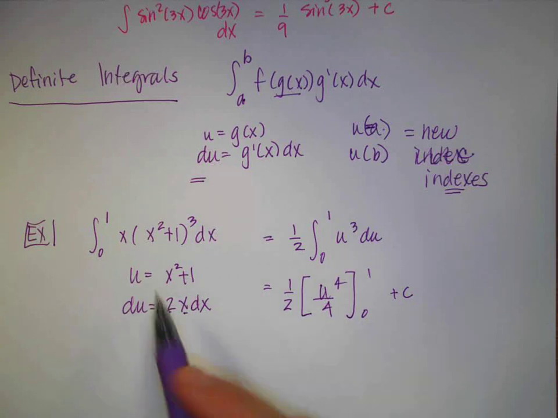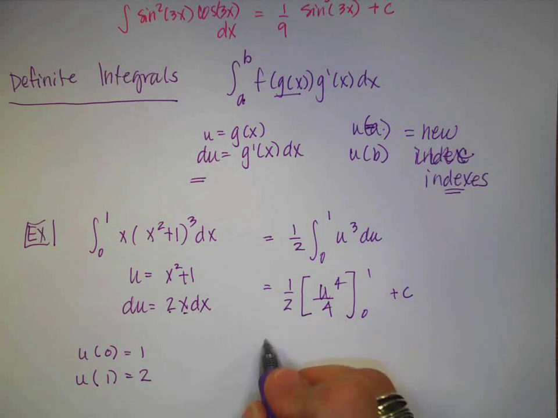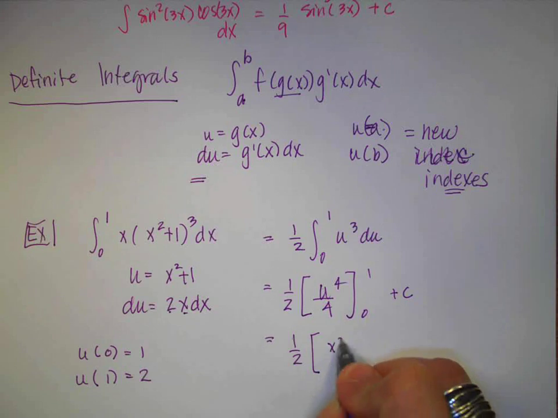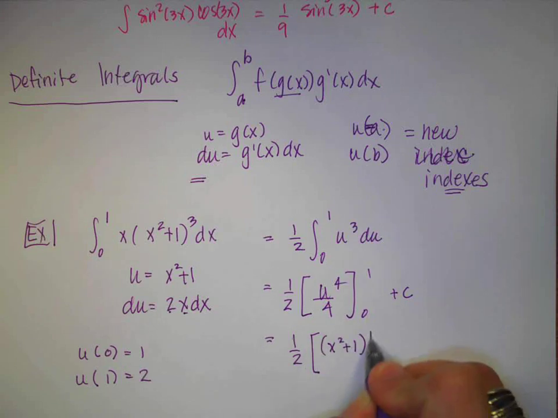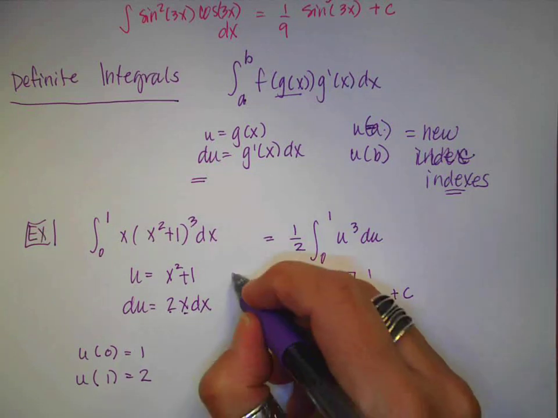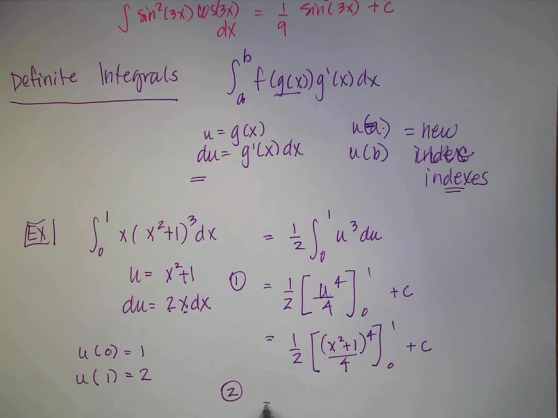Alrighty? The second method would be evaluating u. So if I do u of 0, I'm going to get 1. And if I do u of 1, I'm going to get 1 plus 1 is 2. Sorry, let me finish the first method. Here's the half. I substitute back in my u, so I have x squared plus 1 raised to the fourth over 4, and I would evaluate from 0 to 1 plus c. That's the first method, so we'll label that number 1.